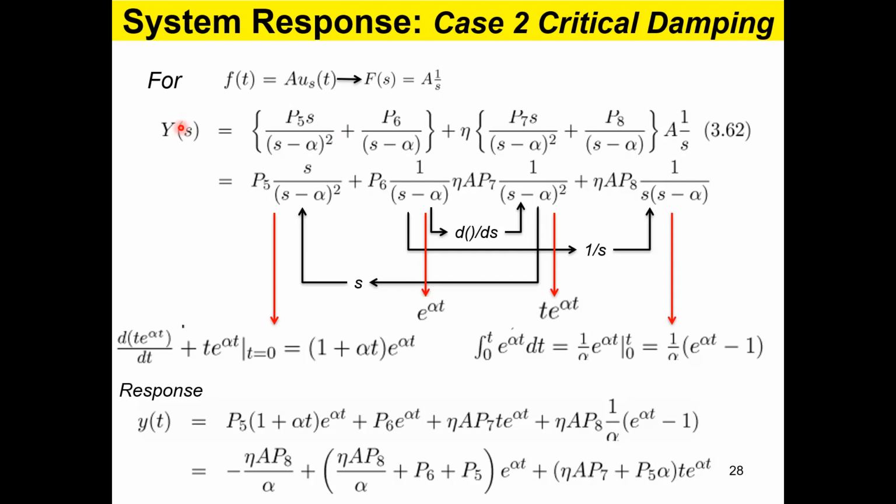I would start with the simplest one, which is over here, the P6 term, because I know this term. I have dealt with this term earlier. P6 over (s minus alpha). If I go back to the Laplace table, I can see this term right in the Laplace table. And to the left of that is the time function, which is e to the alpha t. Very simple. So I inversely transform this one into the time domain, and it will be P6 e to the alpha t.